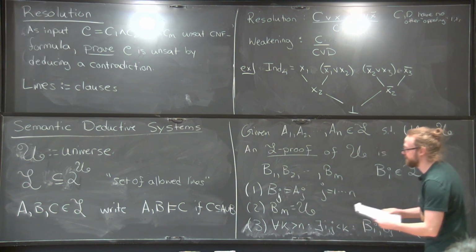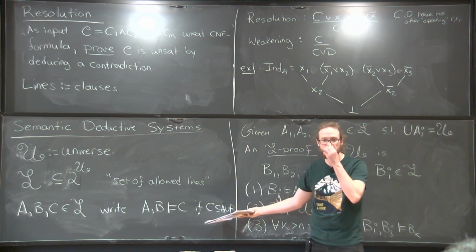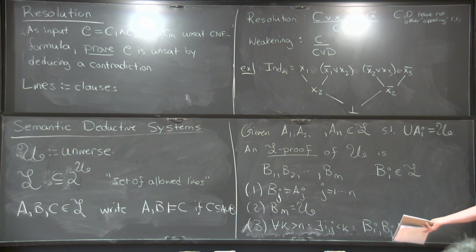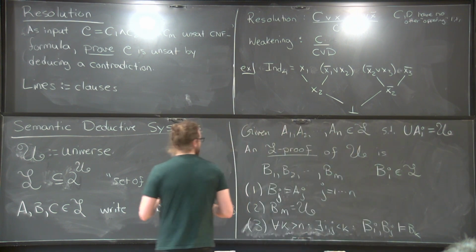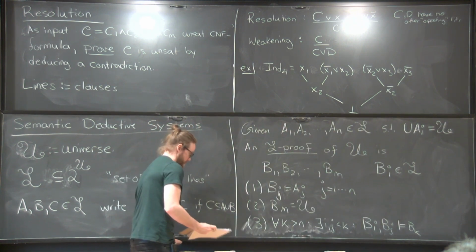Equivalently, I could have just written that B sub k is contained in both of these, but I like to think about it as an actual proof system, so I'm going to write it with this sort of proof notation. Okay?